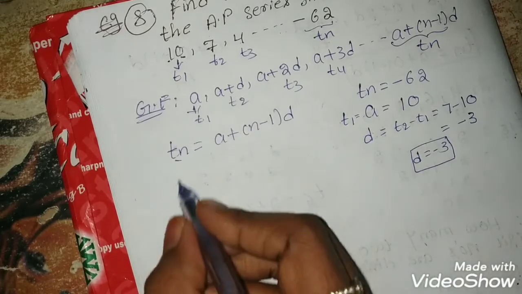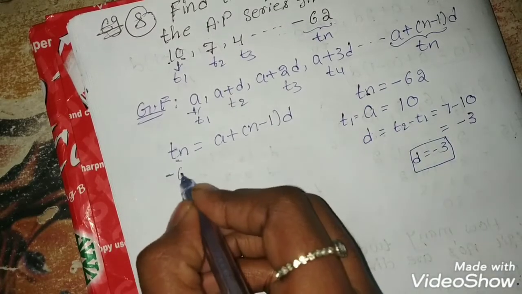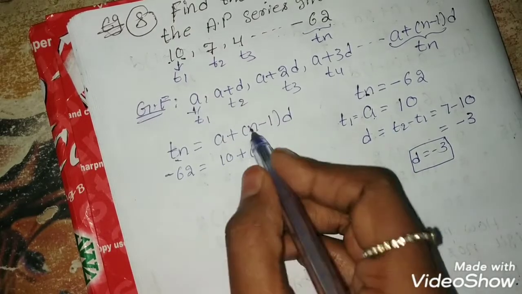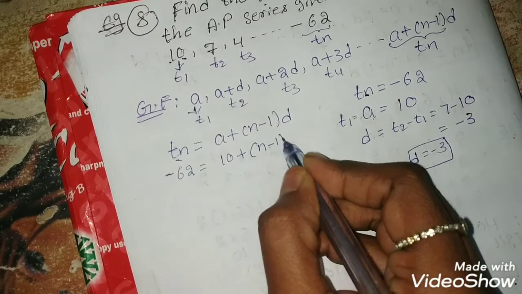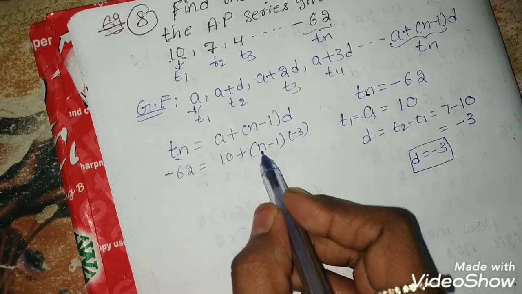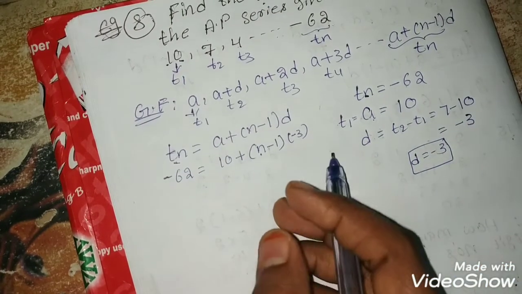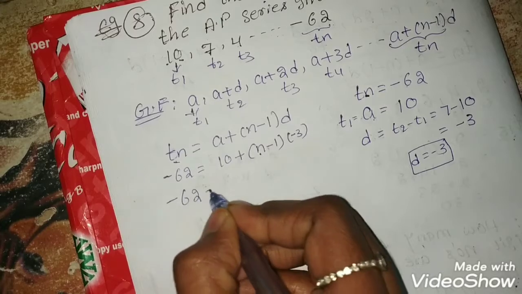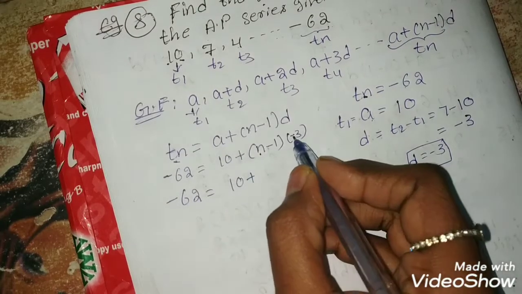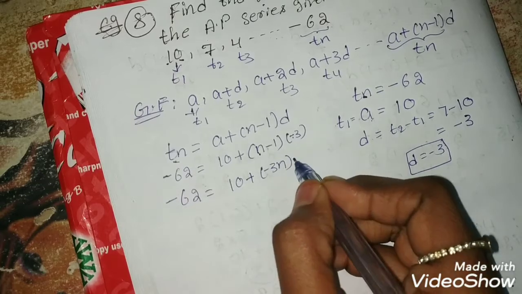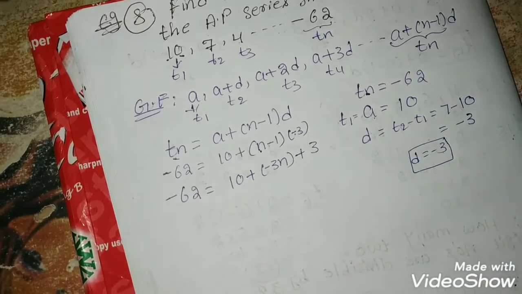So substitute in here. Tn is minus 62 is equal to, what is a? a is 10 plus n minus 1 into d, meaning minus 3. First of all we need to find how many terms there are. Okay, then we can declare. So minus 62 is equal to 10 plus minus 3 into n, that is minus 3n. Minus into minus is plus, 3 ones are 3. Okay.